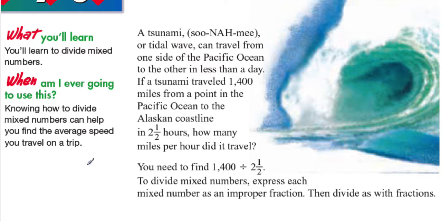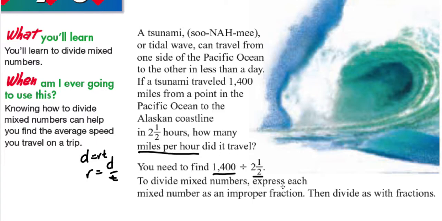Because we have the formula to find distance. Distance is equal to rate times time, and we're looking for our rate, which is miles per hour. So rate is given as distance over time, or distance divided by time. In this case, our distance is 1,400, and the time it took for the tsunami to travel the distance is 2.5 hours. That's a little bit of background on how we got to this division problem.